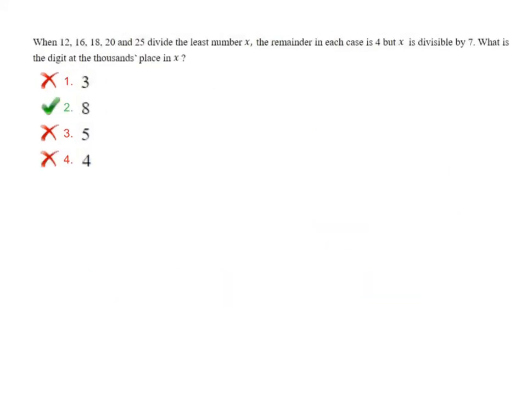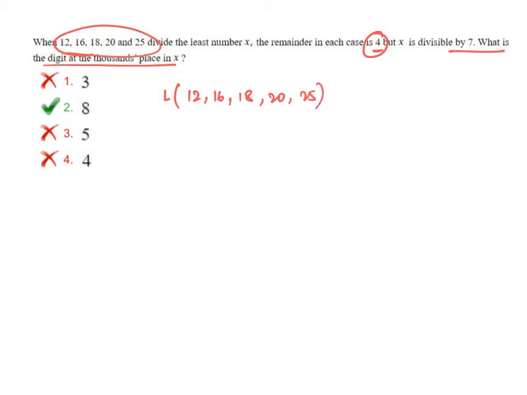When 12, 16, 18, 20, 25 divide the least number x, the remainder in each case is 4, which means the LCM of these plus 4. But it is divisible by 7, what is the digit in its thousands place? So first of all, find the LCM of 12, 16, 18, 20, 25. The maximum power of 2 is 2 power 4, 3 is 3 square, 5 is 5 square, nothing else is there. So I can say 16 into 25, 400 into 9, 3600.